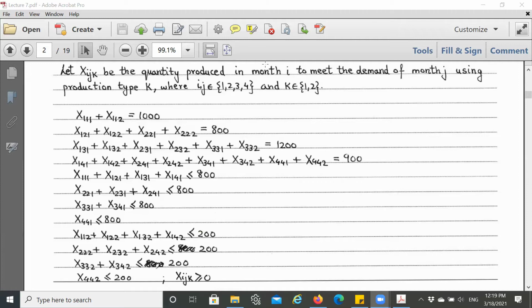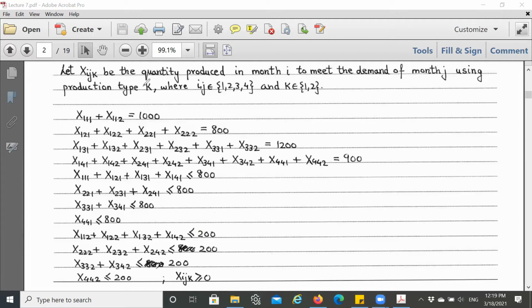What does production type K mean? Well, it means regular time or overtime. One is regular, two is overtime. So we can produce in month one to meet the demand of month two. Yes. Okay, let me do it.